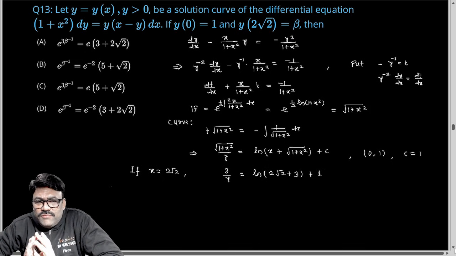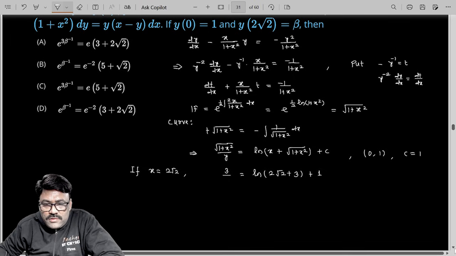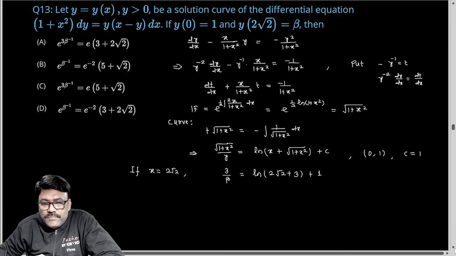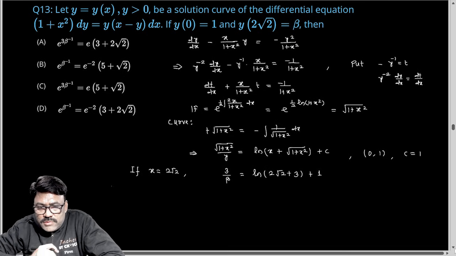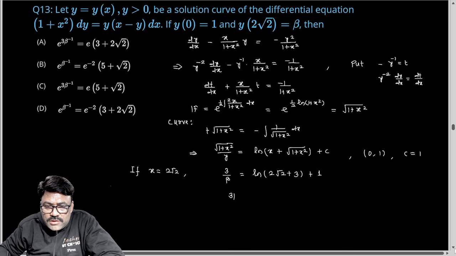Actually, they are saying that when x is 2 root 2, y is beta. So let's put beta in place of y here. And 3 by beta can be written as 3 beta raised to minus 1.